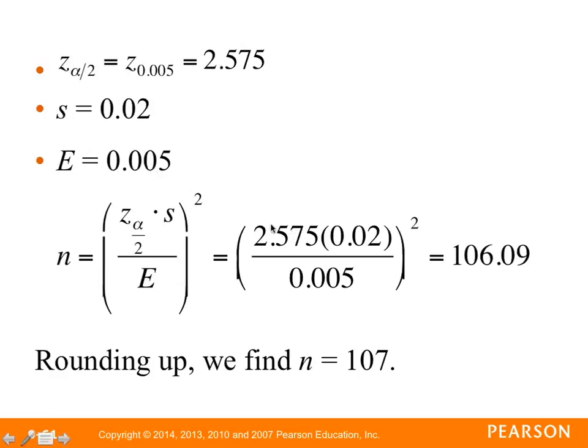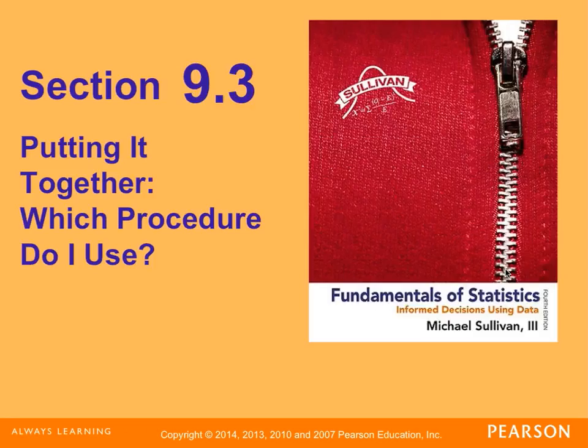So what we do is we take our z value, our critical value, 2.575, we multiply by our sample standard deviation, which is 0.02, and we divide by our error, which is 0.005, and then we take that quotient and we square it, and we get 106.09. And like we already talked about, you always have to round up, so n is going to be 107.